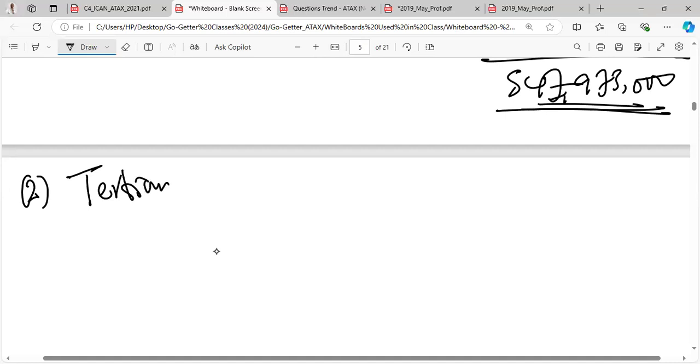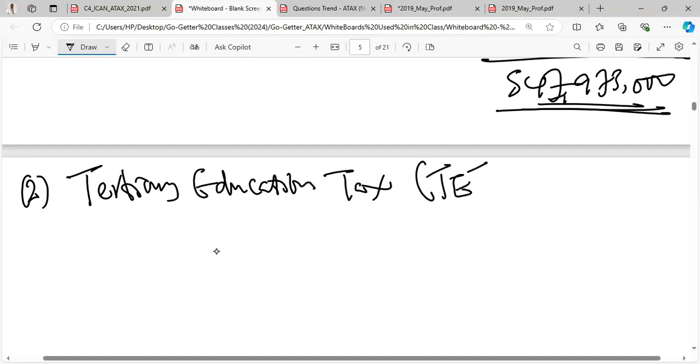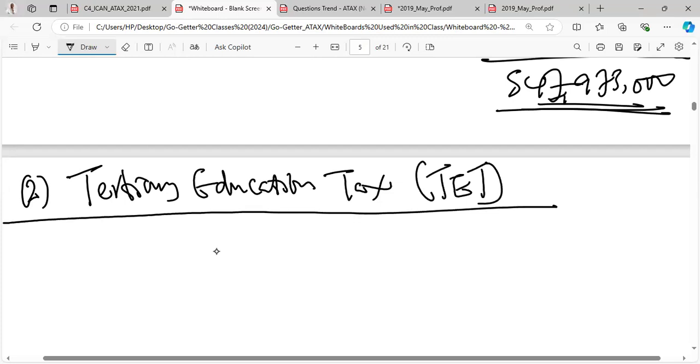So this is tertiary education tax, also called TET. So how do you get your TET? You will now say gross income.